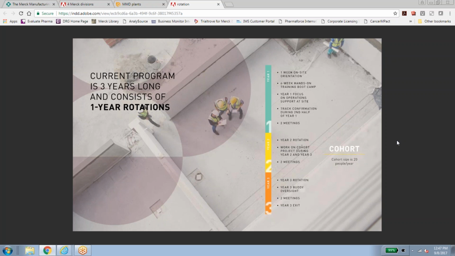And then finally, in year 3 of the program, you will begin to act as a buddy for the incoming program members. And you'll also go through a lot of training on how to own your career as you leave the program, to set you up to be successful in continuing to plan your own career at Merck once you're outside of the program.